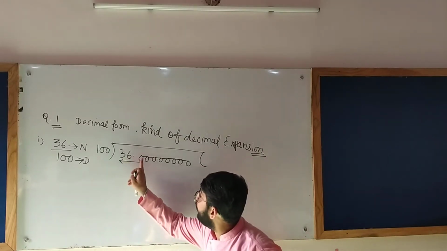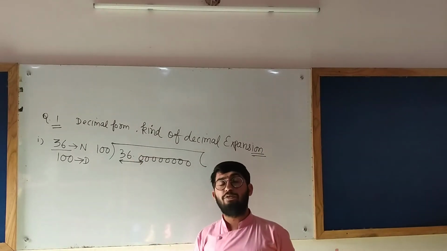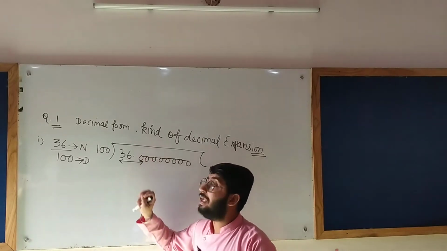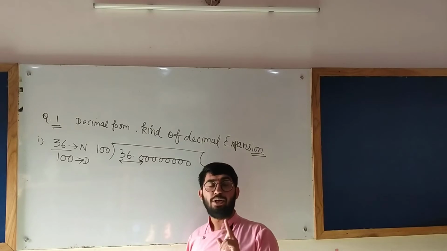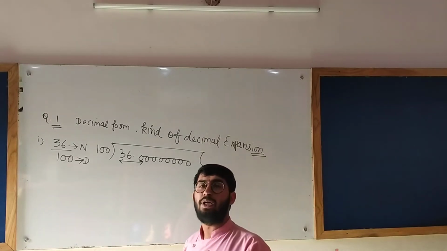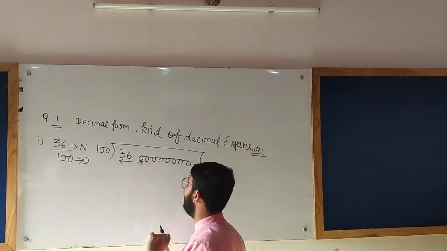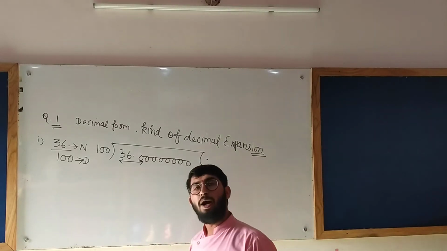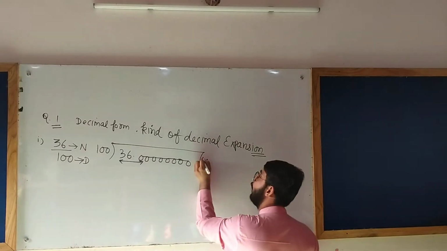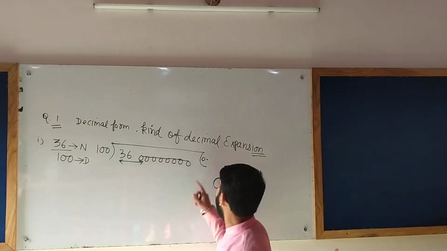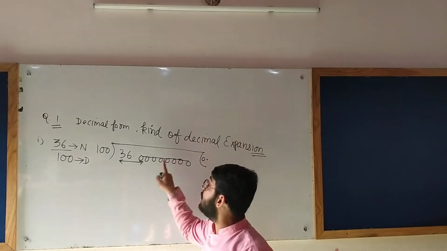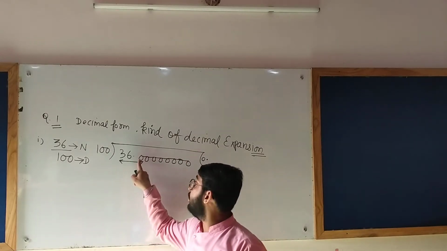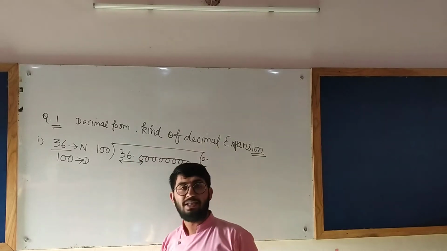Now it will be 360. But since you are taking a 0, a digit after the decimal, you will have to put a point in the quotient, along with 0 before it: 0 point. Why do you have to put the point here? Because you are using a digit after the decimal.